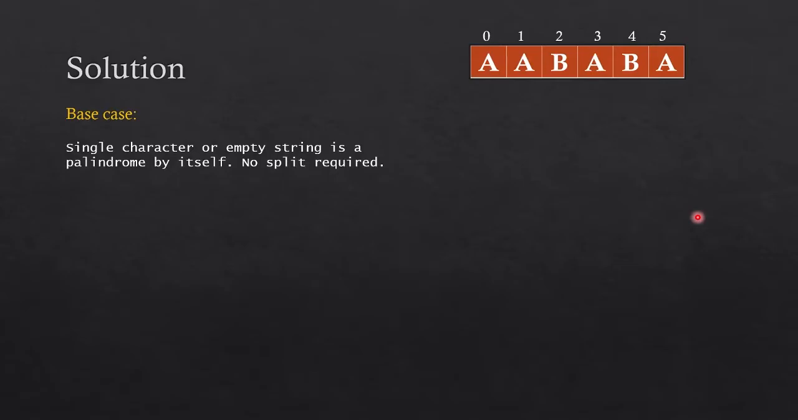Now, let's talk about the base case that you're going to write in the recursion. If you have a single character or an empty string, in that case, they are palindromes by themselves. Therefore, no split is required and you're going to return a 0. Say for example, if you have getSplits of 3 to 3, you have only A. A single character, if you read it forward or backward, is going to be A in either case. So if it is a palindrome by itself, the number of splits required is 0.